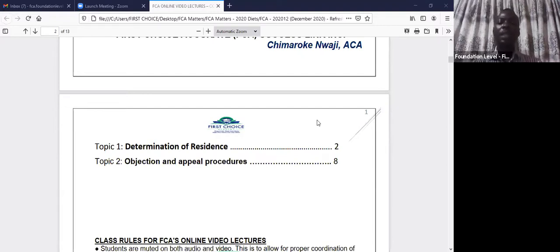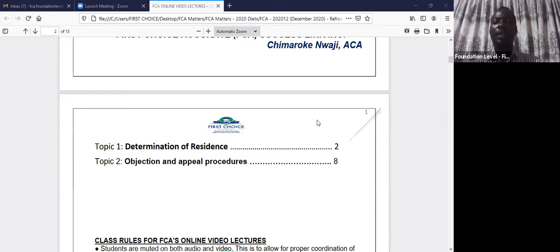We looked at the meaning of residence, and we said a person is considered to be a resident individual if he fulfills any of these three categories. One, he is resident in Nigeria. That means he's domiciled in Nigeria. Anywhere in Nigeria that he is domiciled, then he is a resident of Nigeria. And that makes those Nigerians who are living in the diaspora non-resident. Those people who are living outside Nigeria, not domiciled in Nigeria, are not resident in Nigeria.